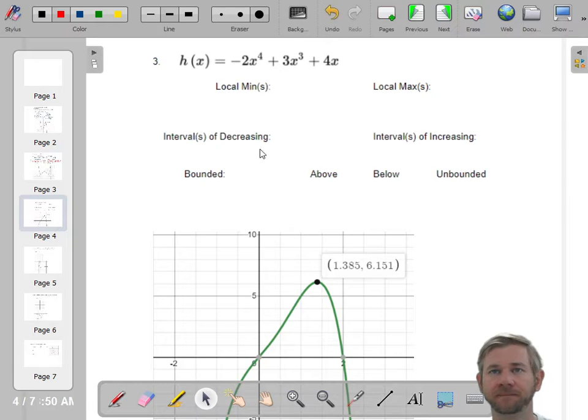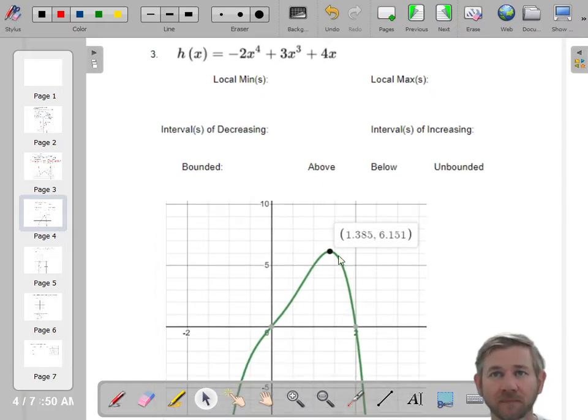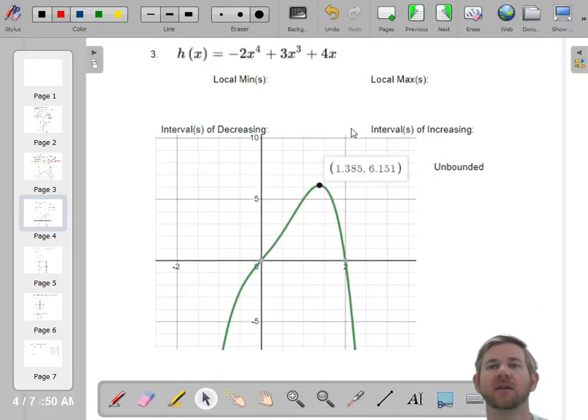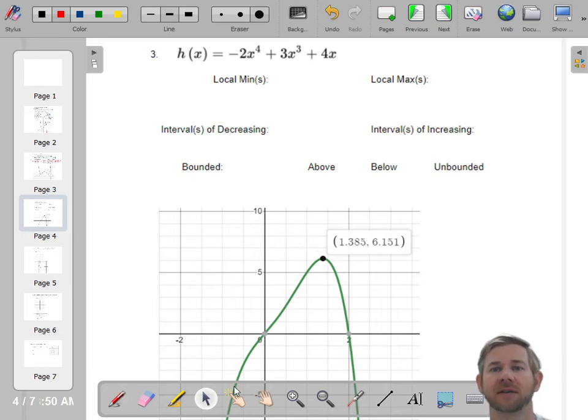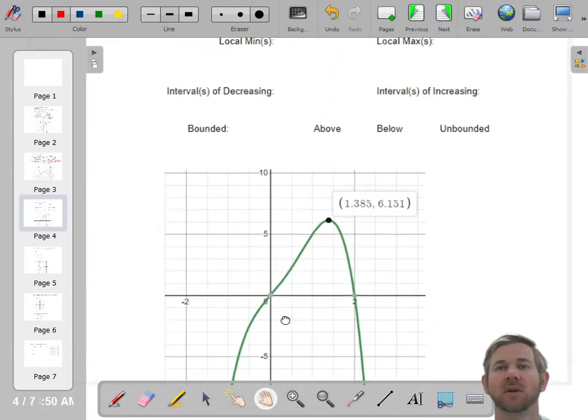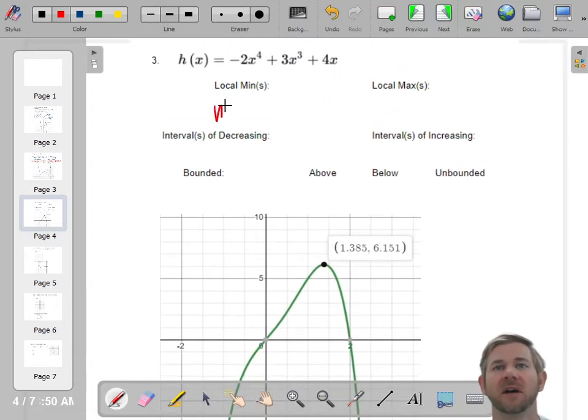Let's do another one. All right, last one of these. So you got your graph. It's kind of a weird little hump thing. This little notch in there is kind of funky, but that's because it's degree 4. So let's see, local min. Well, it goes down forever. There is no local min, so we'll say none.